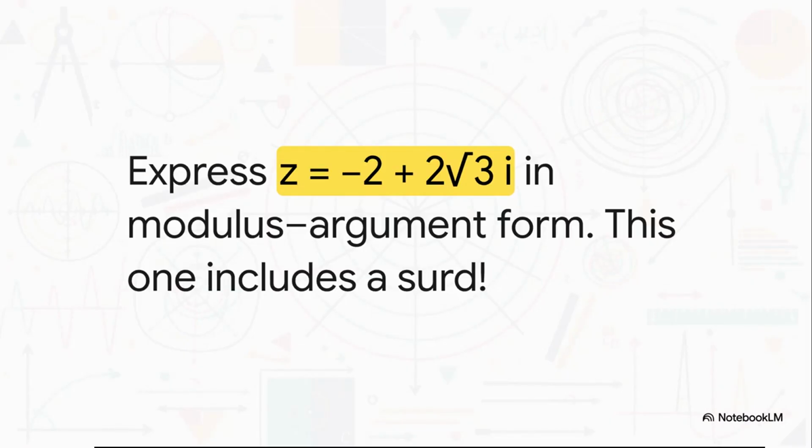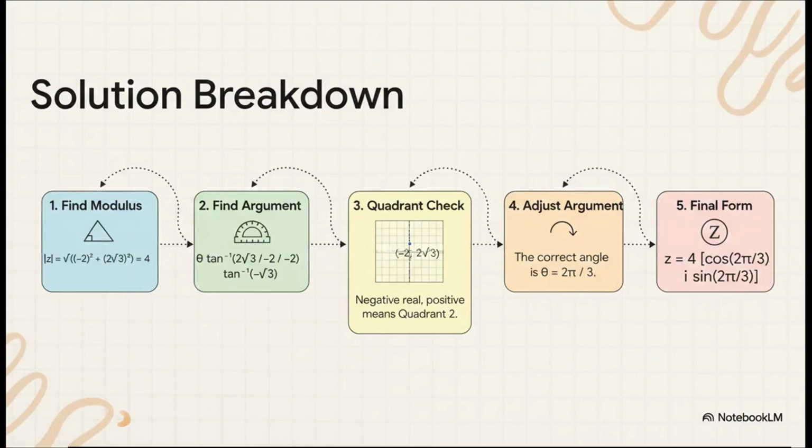Okay, one last challenge for you, and this one's got a little root in it to keep things interesting. How would you express z equals -2 plus 2 root 3 i? Let's break this one down real quick. The modulus calculation works out to a nice clean 4. For the argument, we've got the inverse tan of -√3. We check our quadrant: negative real, positive imaginary. Yep, that's quadrant 2 again. So the correct angle is 2 pi over 3. Putting it all together, we get our final form. See? By now, you've got all the skills you need to solve these.